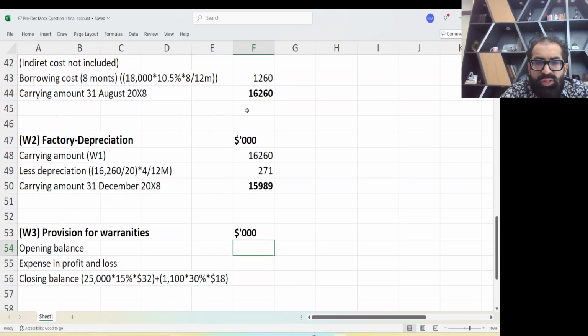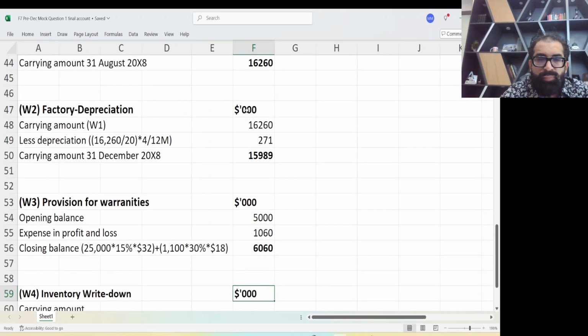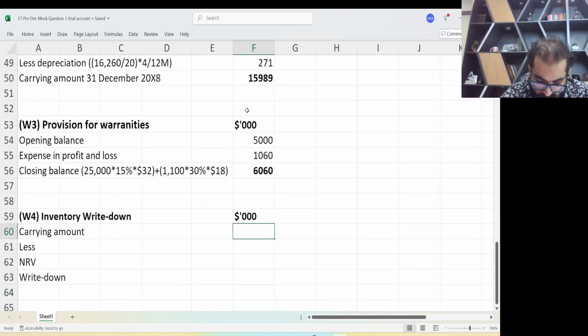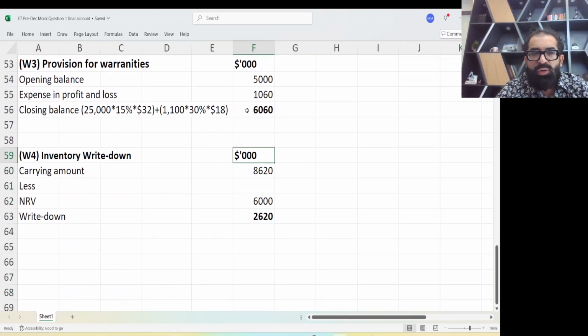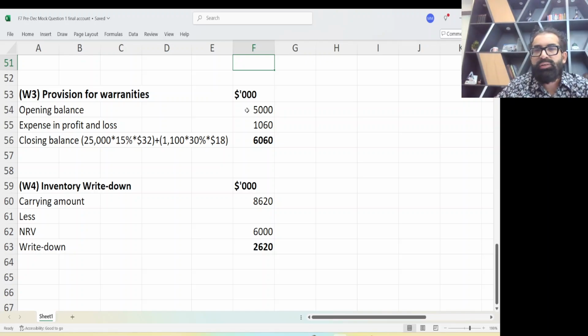Then remember the provision opening balance. The provision opening balance was 5,000 from the trial balance, and the provision closing balance was 6060. So how much is the difference from 5,000 to 6060? This minus this, 1060, is your expense. I have even shown you the T account for this. Then inventory, the carrying amount was 8620 already. Now NRV was 6,000. So write down is this minus this. Okay, 2620 is the write down, which is the expense. So my dear student, I have done all the relevant workings for you.